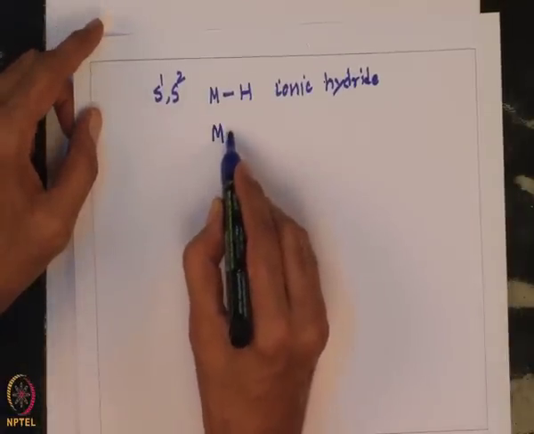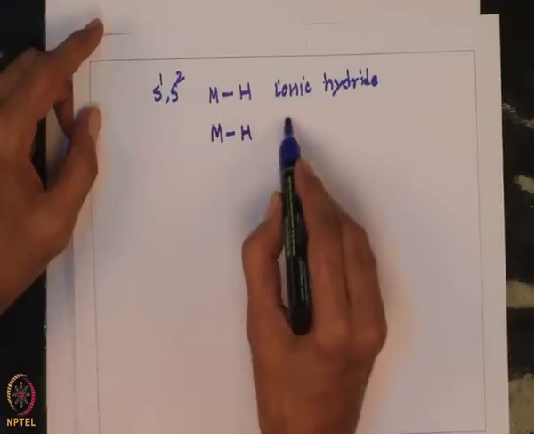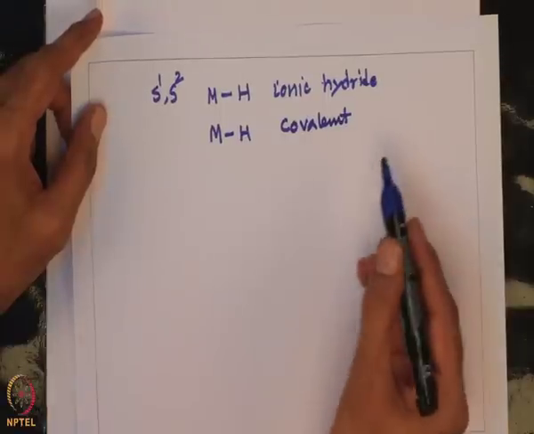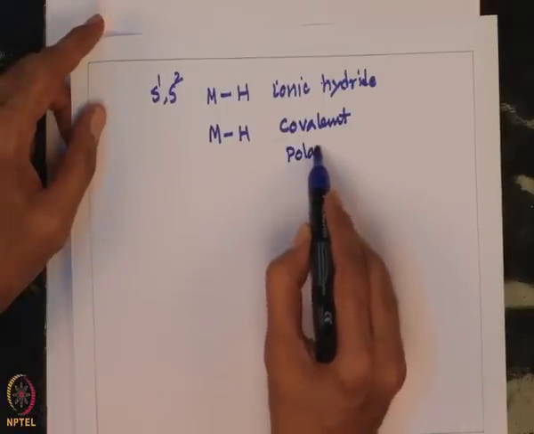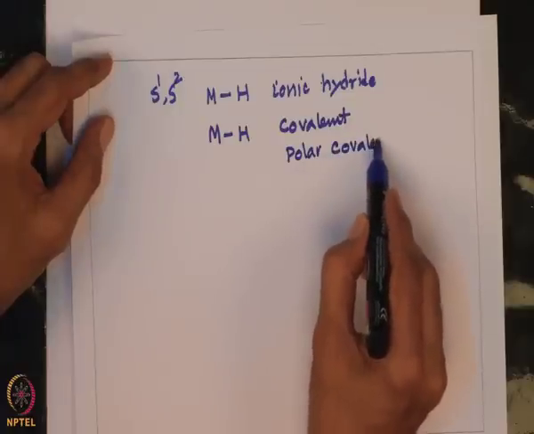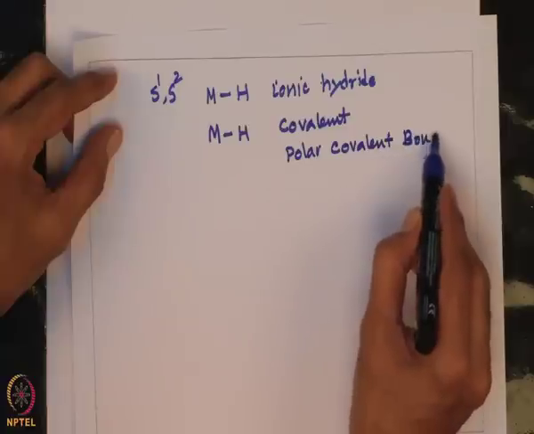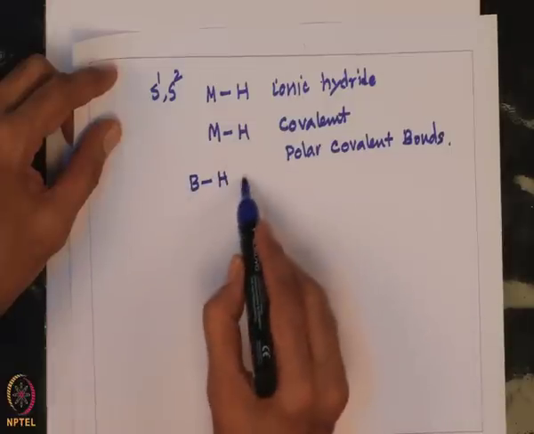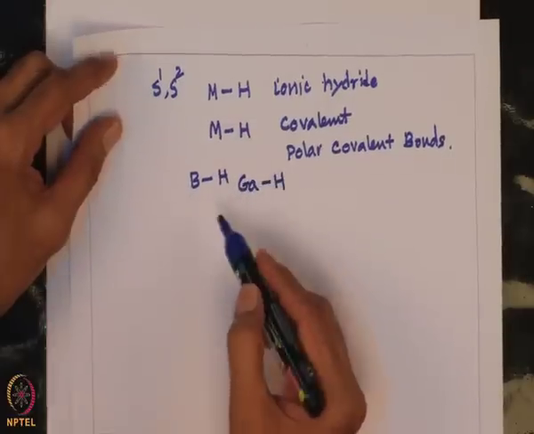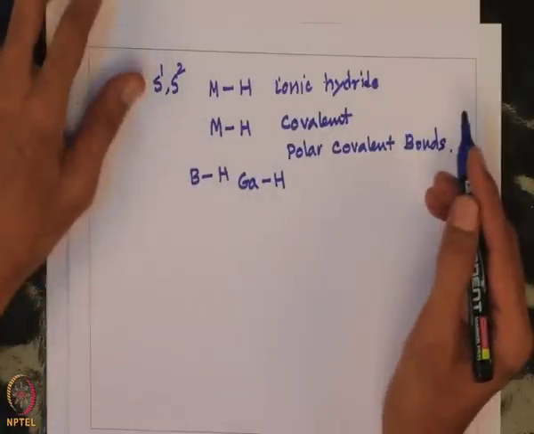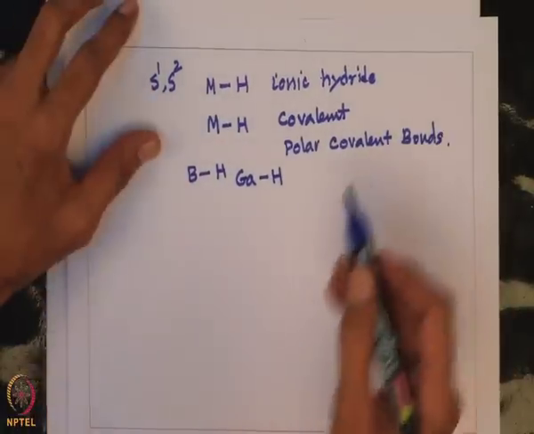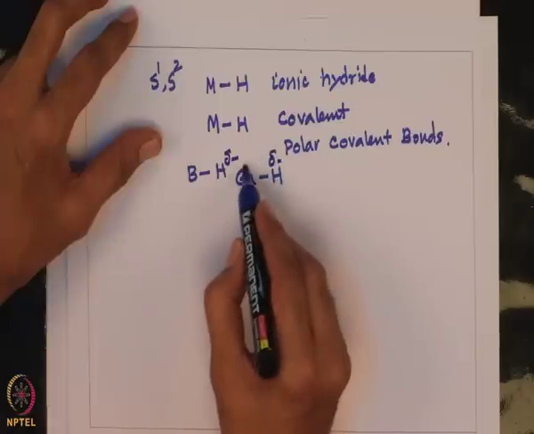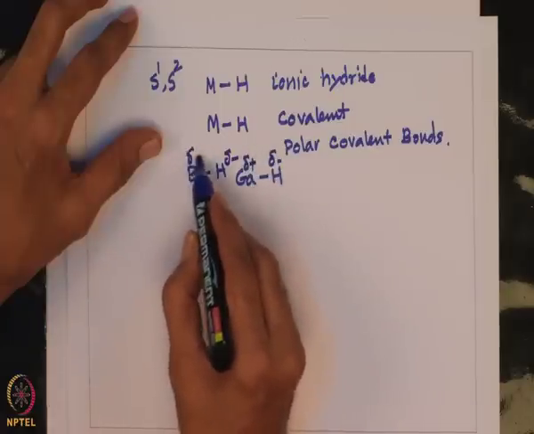On the other hand, when it combines with p block elements, mostly they are covalent in nature, and in some cases where the electronegativity difference is enormous, they are polar covalent bonds. For example, if you consider the BH bond or gallium to hydrogen bond, in these cases electronegativity of hydrogen is much larger compared to the electronegativity of boron or gallium. As a result, hydrogen carries delta minus charge and gallium and boron carry delta plus charge.